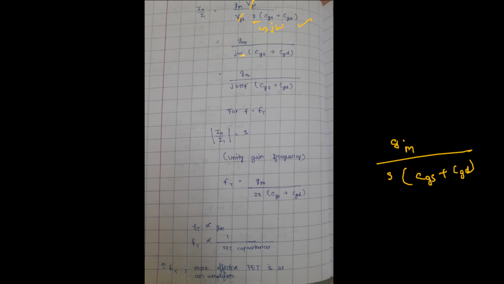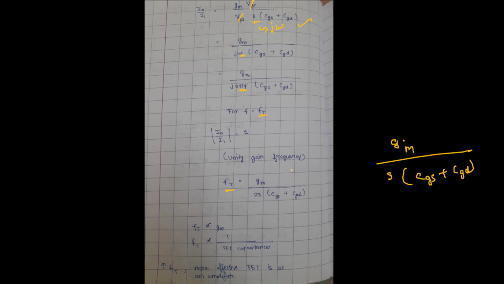So after writing this, we can write omega further as 2 pi into f, and fT is called the unity gain frequency. It is a very particular value of f. Upon taking this value, you get I output by I input as 1. So by taking this condition, we find the unity gain frequency to be GM divided by 2 pi into (CGS plus CGD).